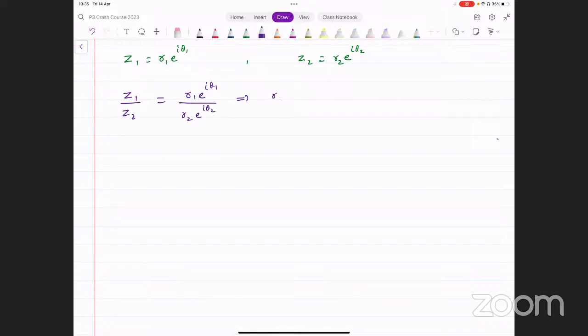We can take R1 and R2 outside. This whole thing is multiplied by e raised to power iota theta 1 minus iota theta 2. And we could write this as R1 over R2 into e raised to power iota (theta 1 minus theta 2). And you can see here, we have another result coming out from this. If we were to compare this with the standard form of complex numbers in the e form, that's R e raised to power iota theta, what do we have in place of R here? In place of R, we have R1 over R2.